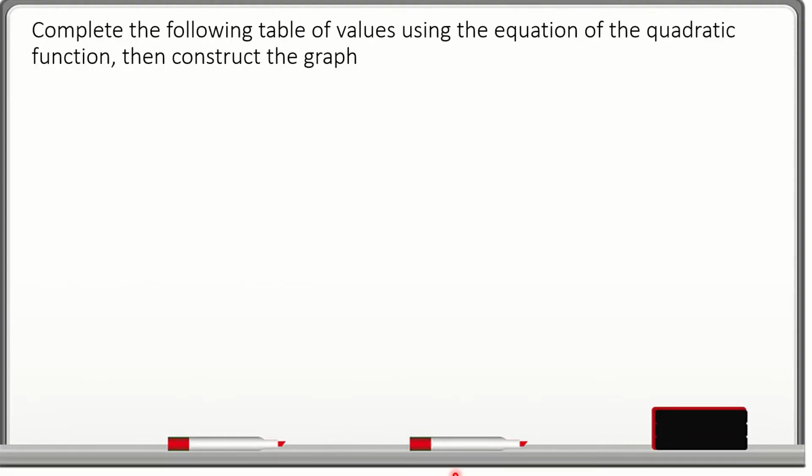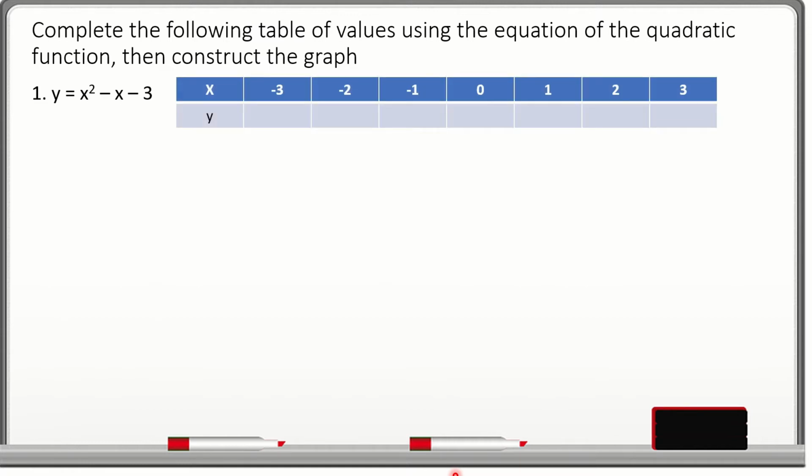Okay, complete the following table of values using the equation of the quadratic function, then construct the graph. We have here example number 1. y is equal to x squared minus x minus 3. We're going to construct a table of values and I assigned here from negative 3 to positive 3. So we're going to solve for y by using the given values of x from negative 3 to positive 3.